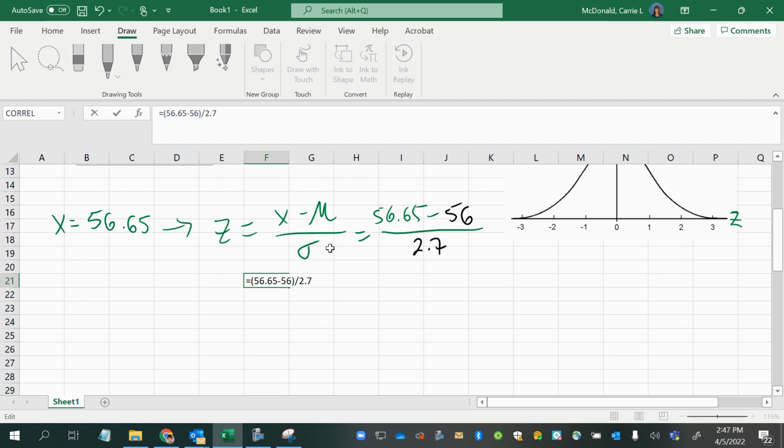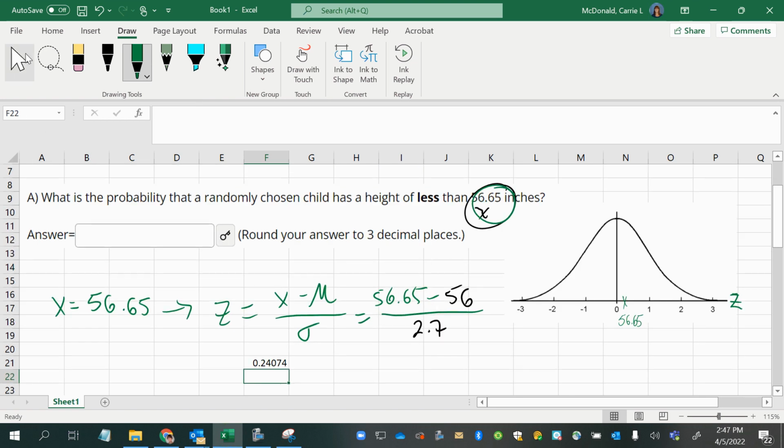Now I'm going to find out what the z-score is for that x value. So the x value falls right around here. So this would be your 56.65 location. And if you draw a boundary up to the top of the curve and shade, because it says less, we shade to the left. This is the area we are looking for, which represents the probability. That is the answer to our question.